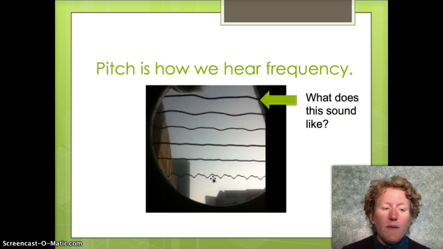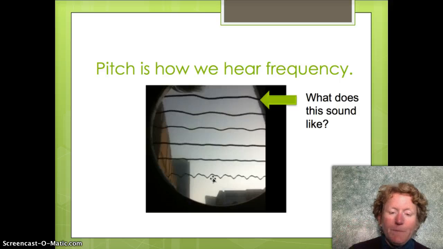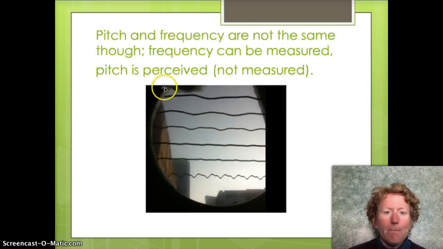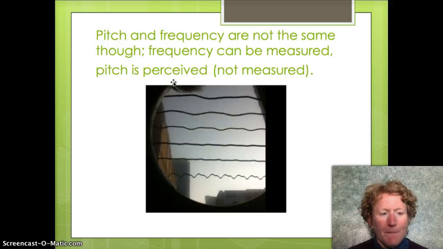Pitch is how we hear frequency, and that high and low, what we hear is what we perceive, how we perceive the wavelength. And pitch can't be measured. Pitch is a perceived quantity.